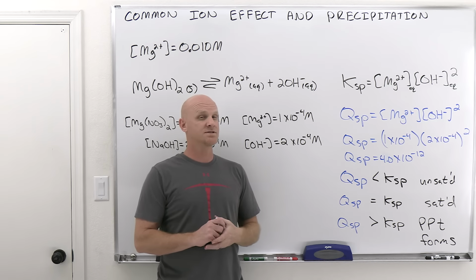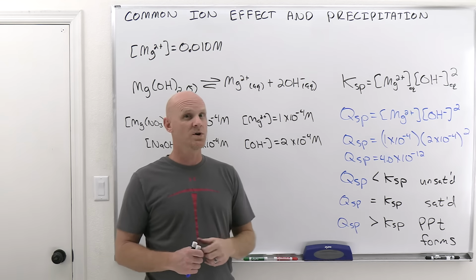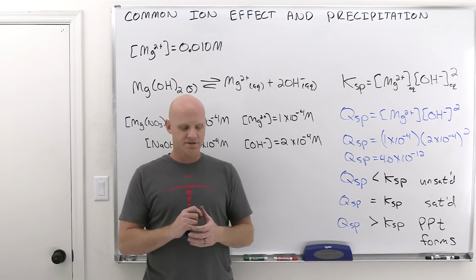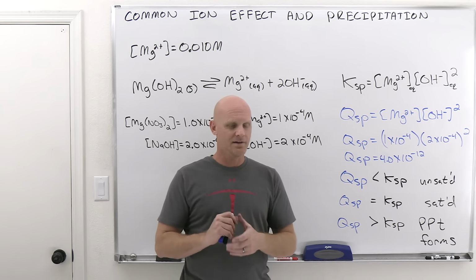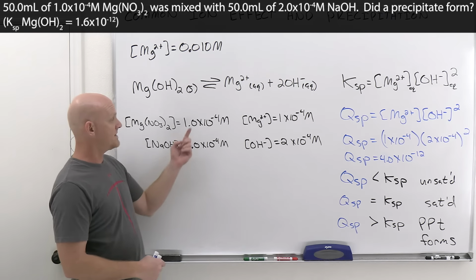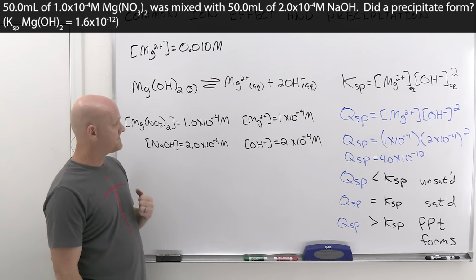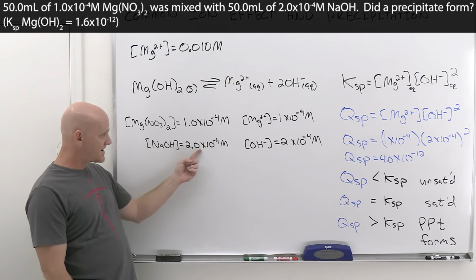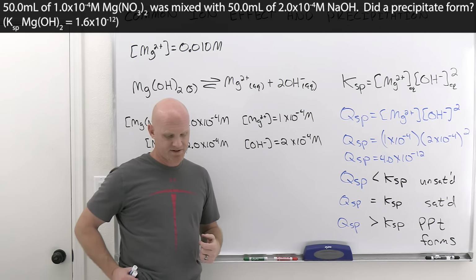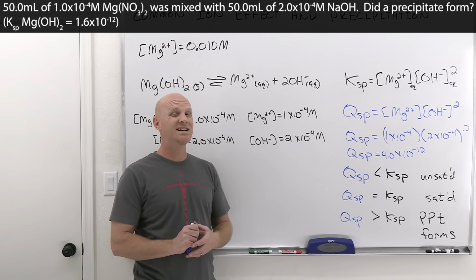Now, if a professor wants to get tricky, they're going to ask a very similar question with one important twist, and it's going to get very tricky in a hurry, but it'll involve only principles that you've already learned. So it's not hard, but it is tricky. All right, so this next one says 50 milliliters of 1 times 10 to the negative 4 molar magnesium nitrate was mixed with 50 milliliters of 2 times 10 to the negative 4 molar sodium hydroxide. Did a precipitate form? And you might be like, that's exactly the same question, Chad, except that it isn't.